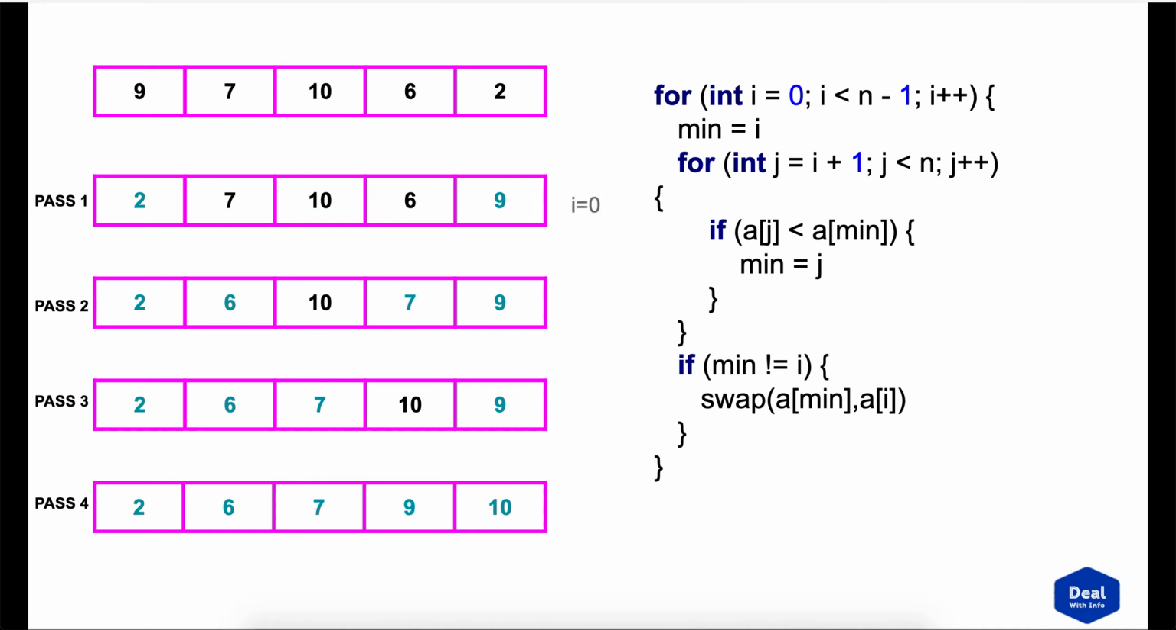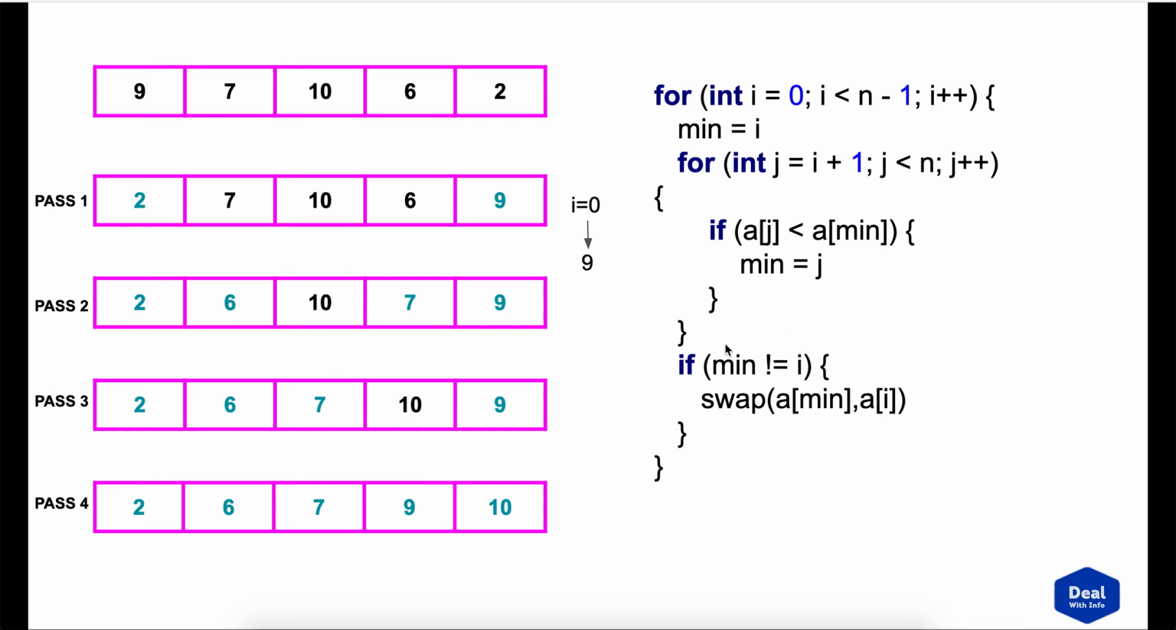Here I am assuming the element which is at the 0th position to be the minimum one, which is 9. It gets compared with other elements. So I have taken j as i plus 1. It gets checked with the next consecutive elements, which goes up to n. Once an element is found to be lesser than the minimum element, then that element will become the minimum one. Again, the process continues.